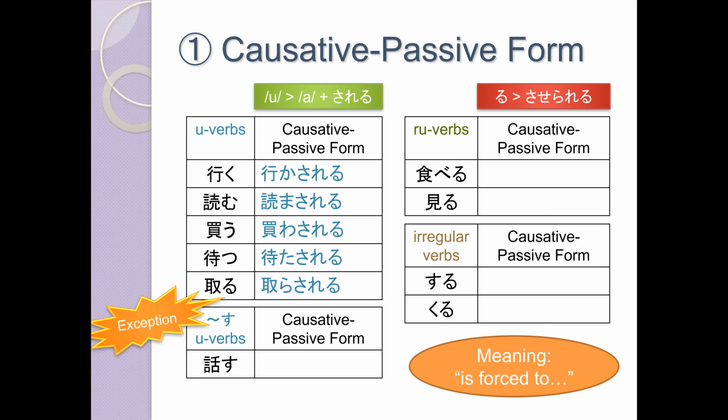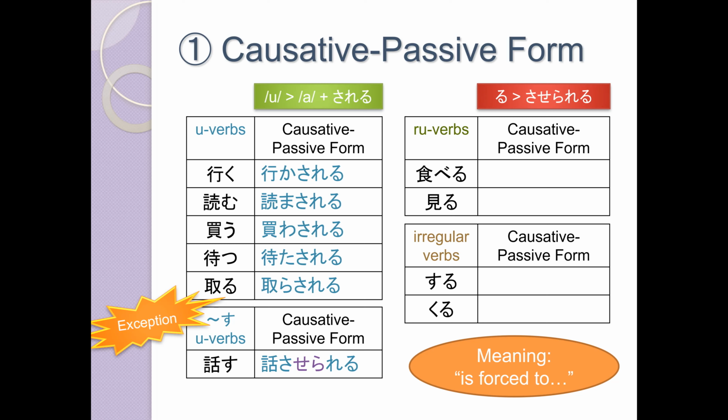The one thing that we have to watch out for are the verbs that end in su. If we conjugated the verbs that end in su this way, it would end up the same as the causative form that we just talked about. So instead, we have to change it to 話させられる. So anything that ends in su, like 話す, 貸す, 返す, we have to use this way. So 話させられる. The do verbs, we are going to drop the do and add させられる.